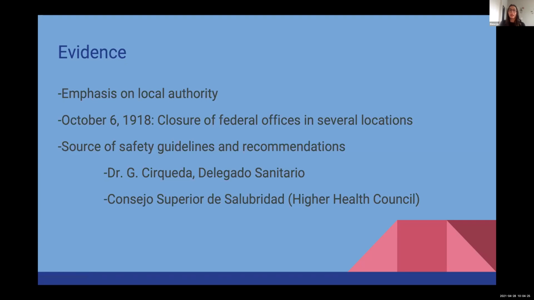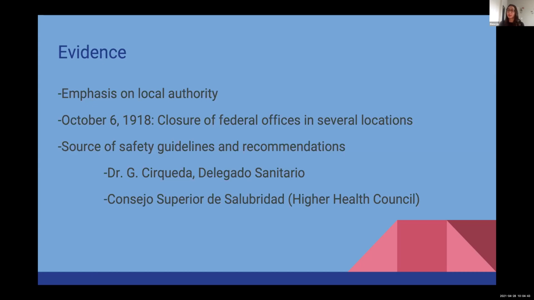So things were already very decentralized in terms of power for the federal government and local governments post-revolution. However, you have a few events that kind of emphasize and reinforce this idea as the Spanish flu is entering Mexico.